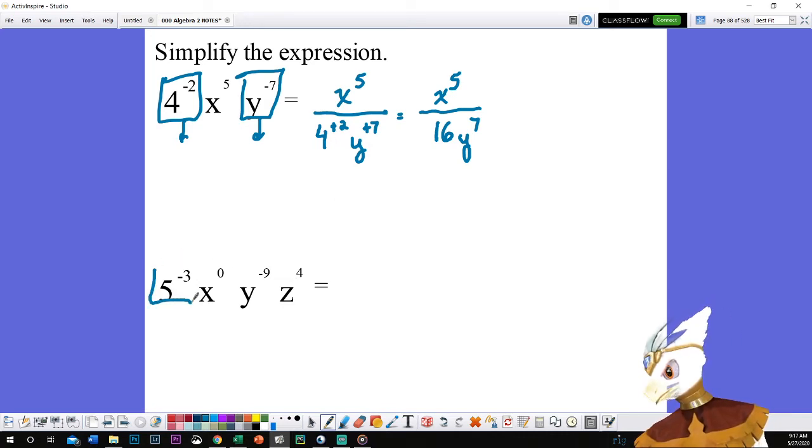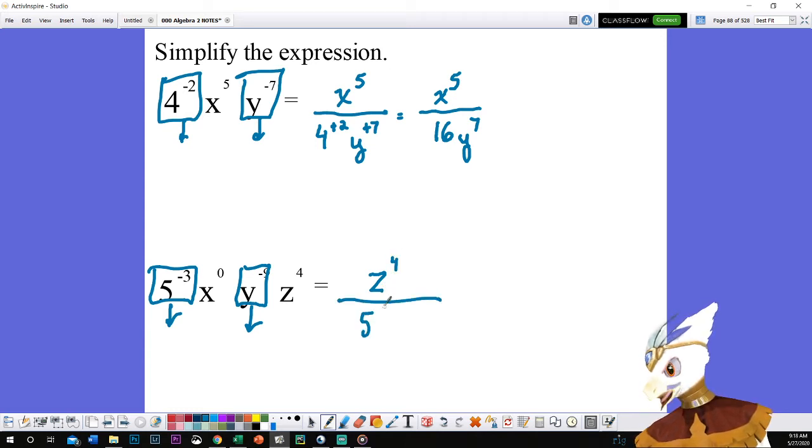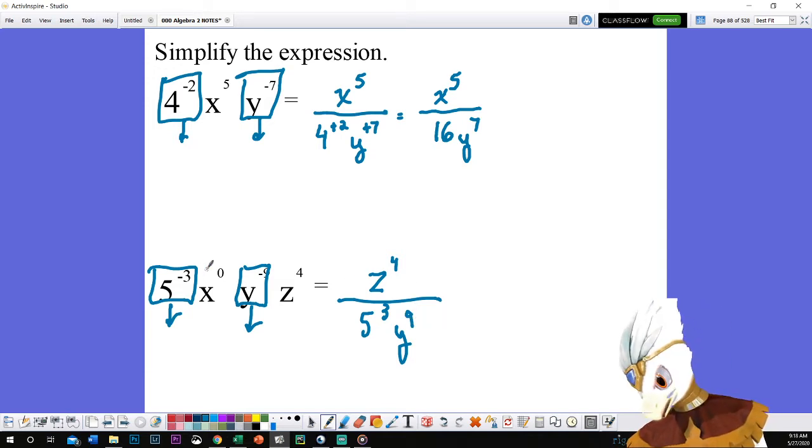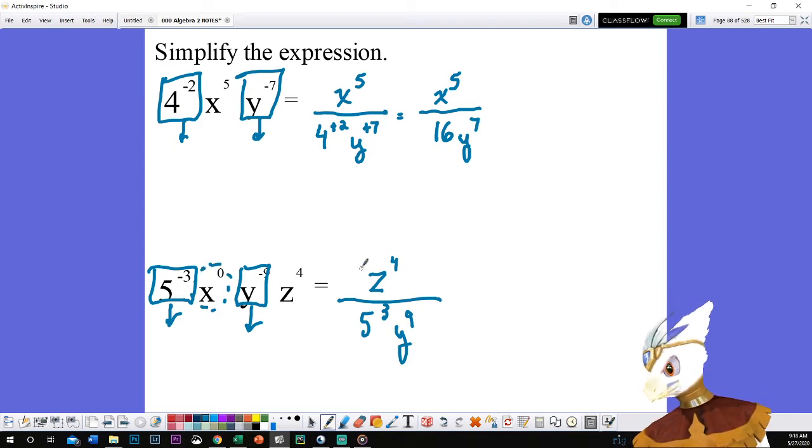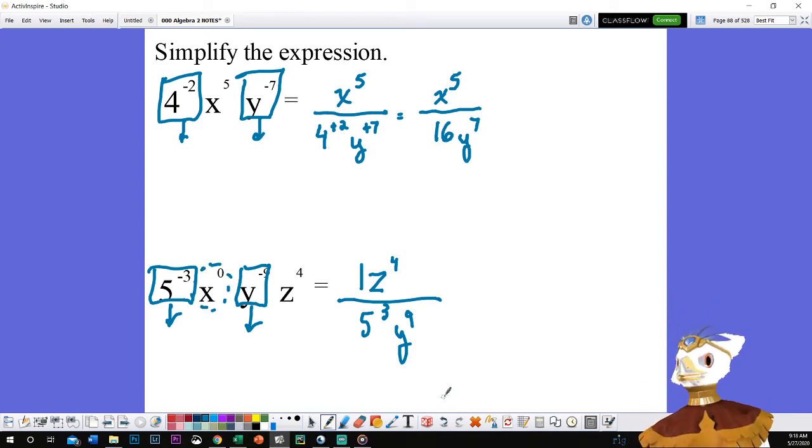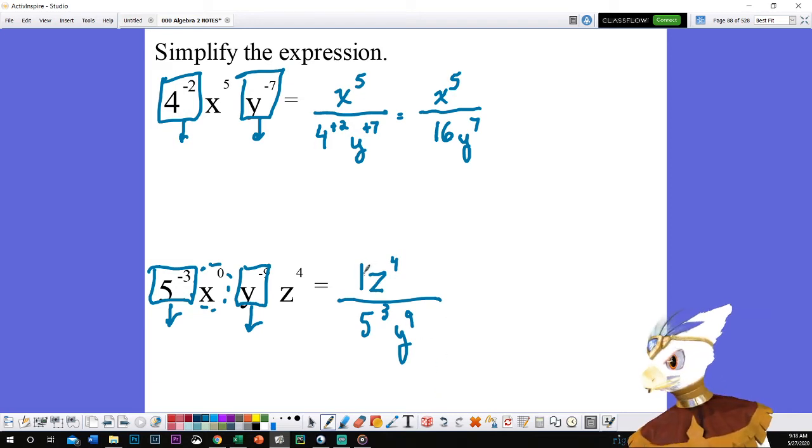All right, this one, negative exponent. He goes down, negative exponent going down also. So the z to the 4th power goes on the top, 5 cubed, and y to the 9th on the bottom. Hey, did I forget the x? No, I actually didn't. This is x to the 0 power. Remember, anything to the 0 power is 1. I could have just left it off or put the 1 there. That's okay.